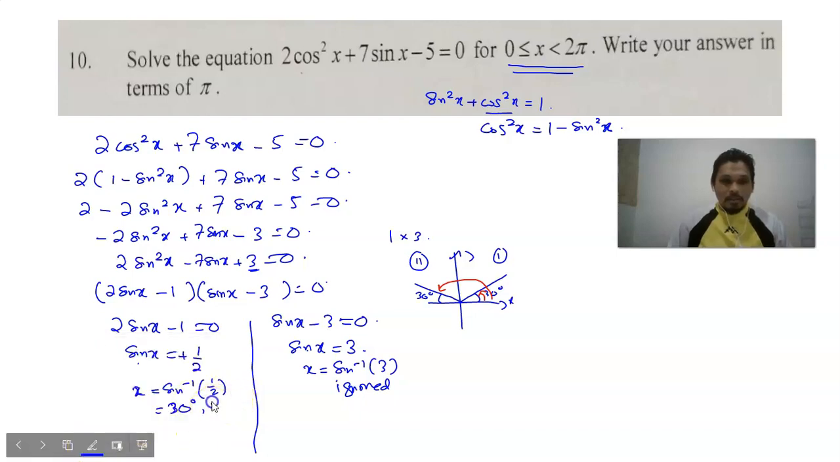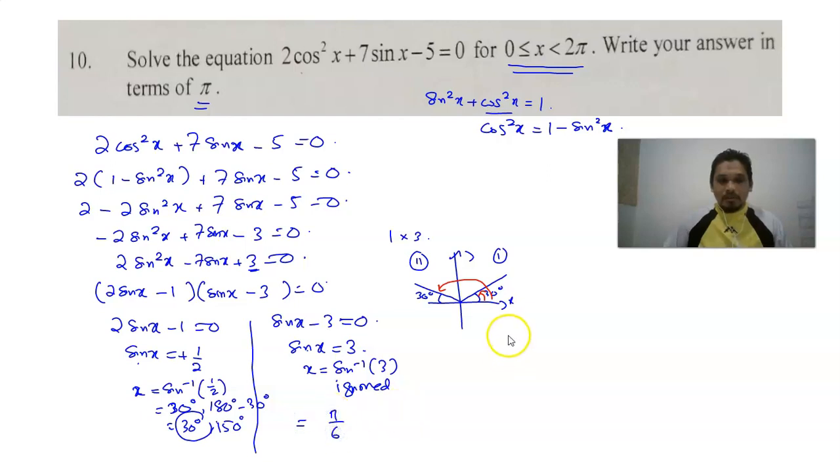The second angle here is 180 degrees minus 30 degrees, which is 150 degrees. But then write your answers in terms of pi. In terms of pi, 30 degrees equal to pi over 6. 180 divided by 6 is 30 degrees, and 150 is 5 pi divided by 6.